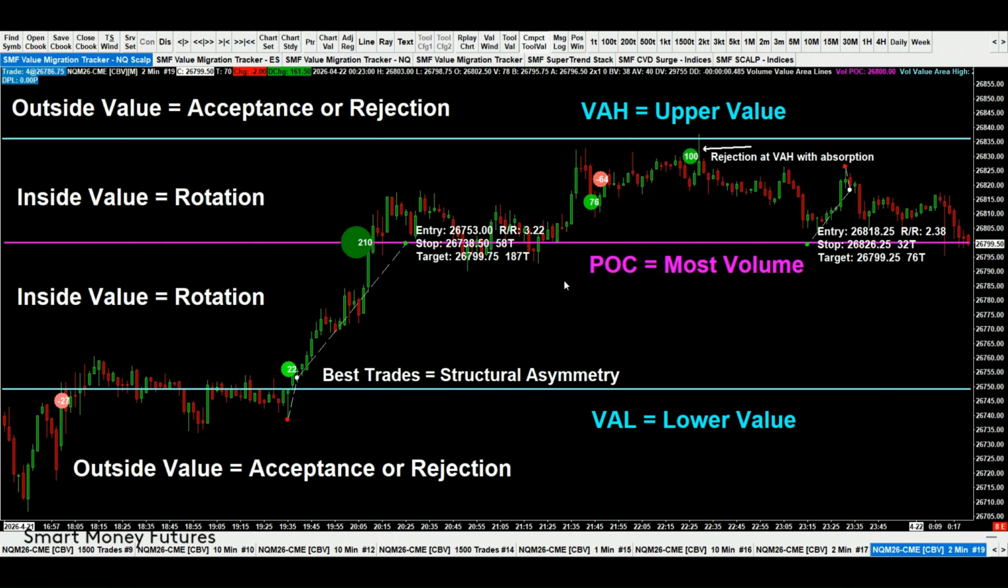Want to understand volume profile in 60 seconds? Here's the framework. Volume profile shows you where the market did business. The POC is the price with the most volume. VAH and VAL mark the upper and lower edges of value. Here's how professionals use it.